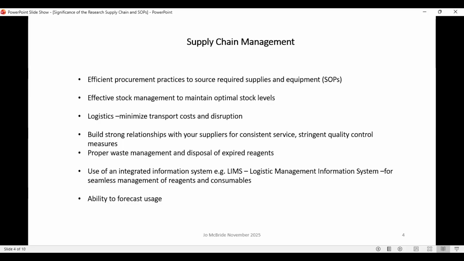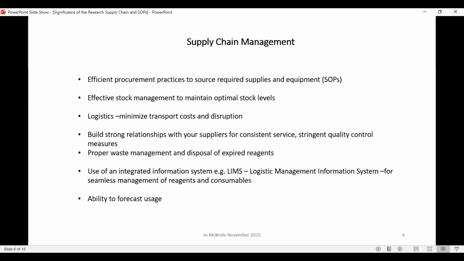Of course, what you also have to consider is the proper waste management and disposal of expired items. If you are an accredited lab, and if you're practicing GLP as well, it's essential to understand and implement a very good waste management system, and also to ensure that you are not working with expired reagents, because expired reagents can compromise your results.